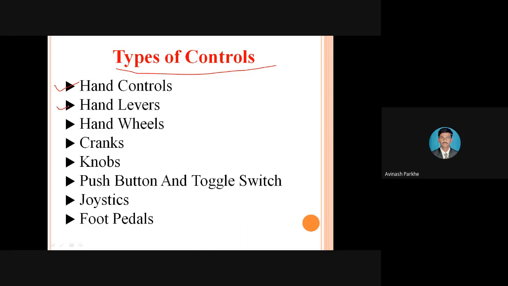Then the hand lever. If you observe a four-wheeler vehicle, if I have to increase the speed, we do it by using one hand lever, which we call the gear. To change the gear, to the left side of the driver, one vertical rod is provided. Through that rod, we can change the gear and increase the speed. Such hand levers are also provided in machines or any type of equipment. Then hand wheels.